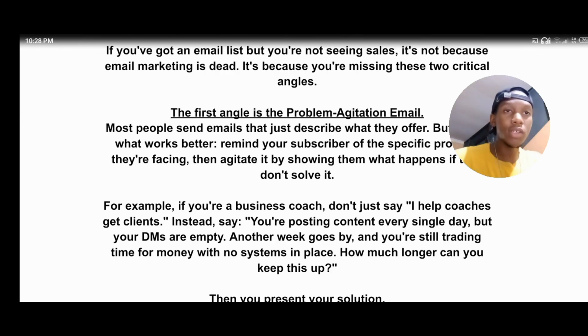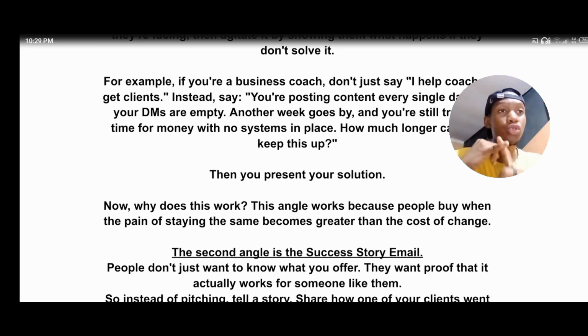So for example, you can say that you're posting content every single day, but your DMs are empty. You're painting the picture. Another week goes by and you're still trading time for money with no systems in place. How much longer can you keep this up? Then after you introduce your problem and then agitate it by showing them what happens if they don't solve it, then you present your solution or your offer or whatever you are offering in that email, okay?